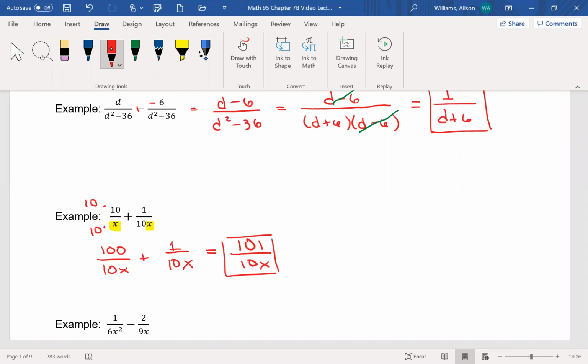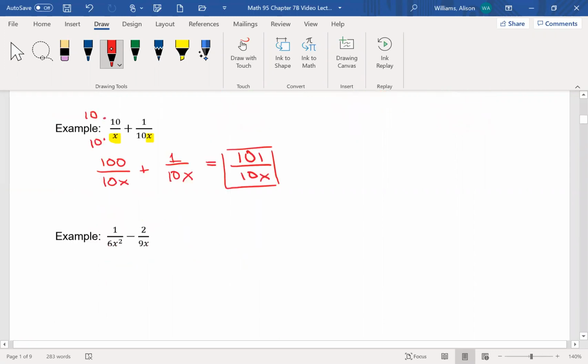Okay, let's try that again. This time, a little bit more complicated again.